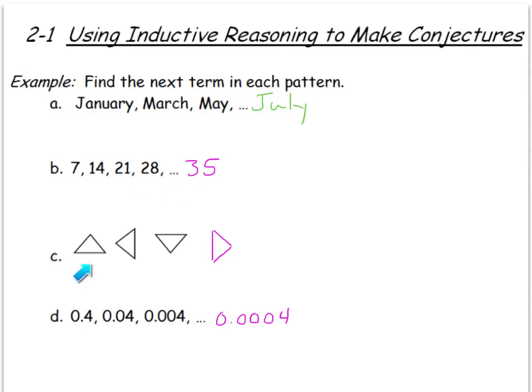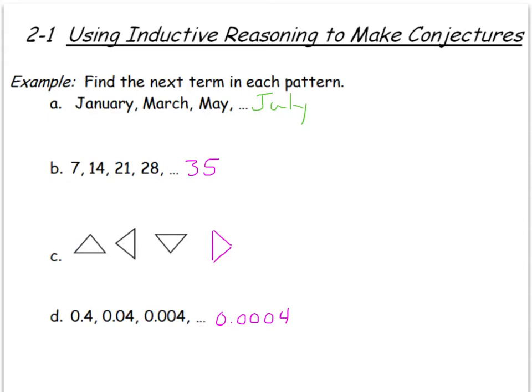In part C, I looked at how the triangle was being rotated, and I noticed it started almost like the vertex was pointing up, and it rotated counterclockwise. So if I rotate the last triangle counterclockwise, I'd end up getting a triangle pointing actually off to the right-hand side.